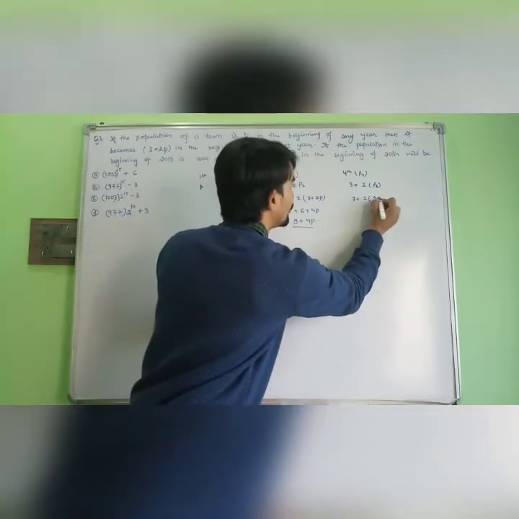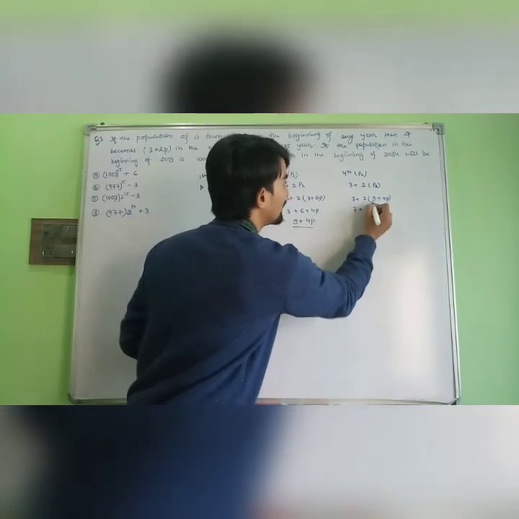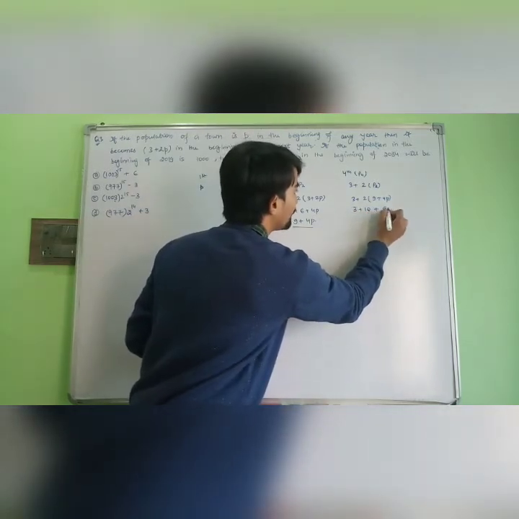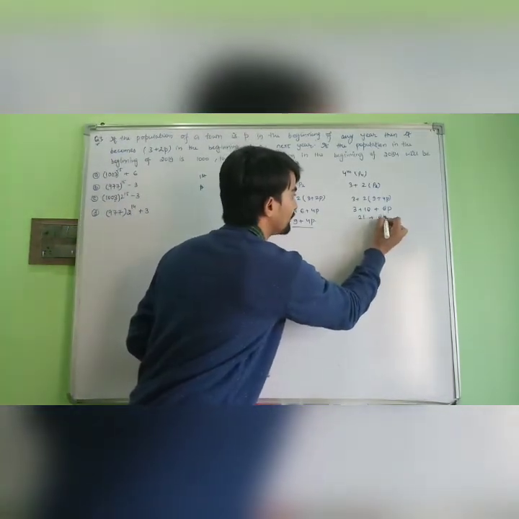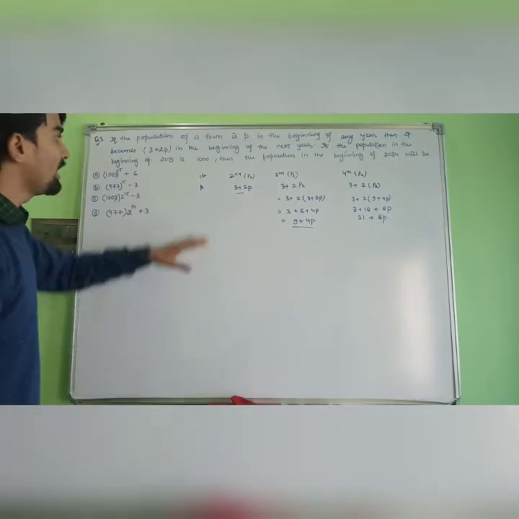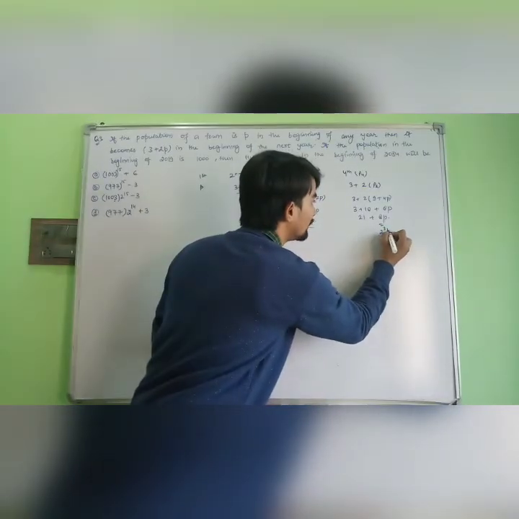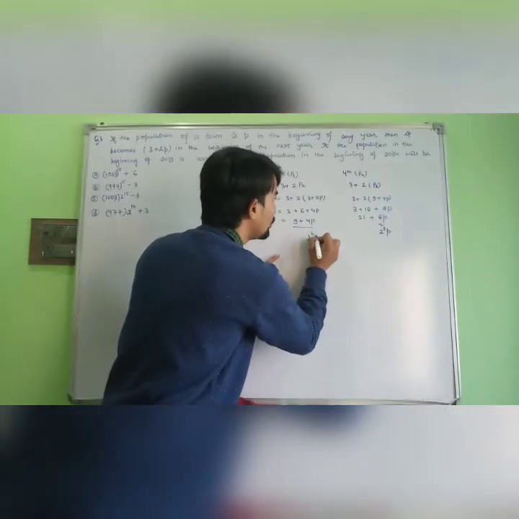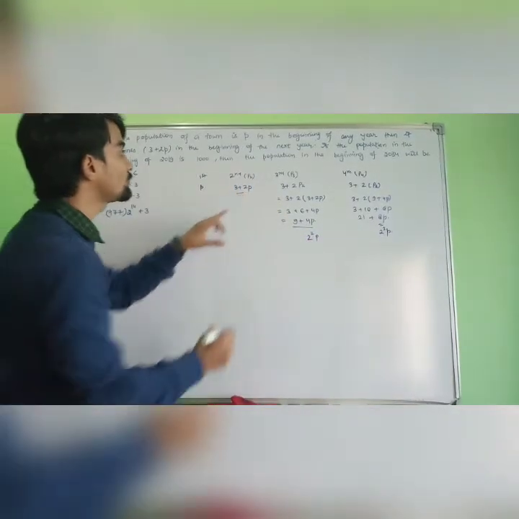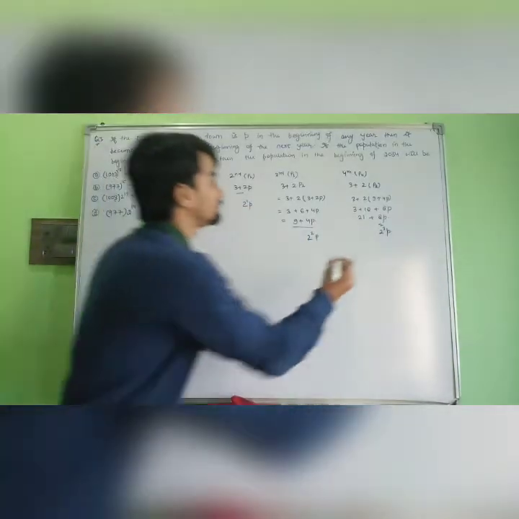Okay, P3 is what? 9 plus 4P. Now what will we have? We will have 3 plus 18 plus 8P. 18 plus 3 is 21 plus 8P, right? Now we see a pattern is coming. What is 8P? 8P is 2 to the power 3 times P, right? What is 4P? 4P is 2 to the power 2 into P. What is 2P? 2P is 2 to the power 1 into P, right?